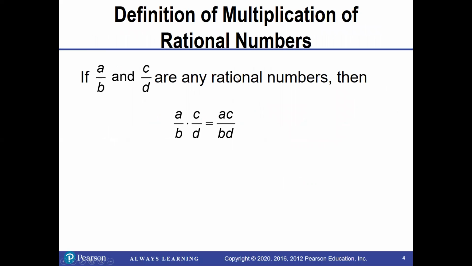Now, how do I multiply rational numbers? Well, you might have learned it as multiply the top, multiply the bottom, then reduce. Sometimes that's one of the easiest ways that we do things.